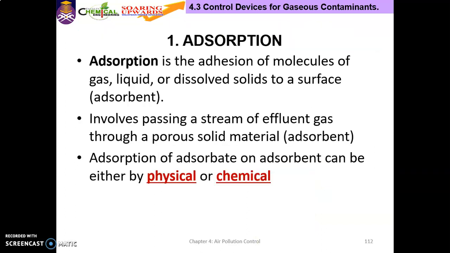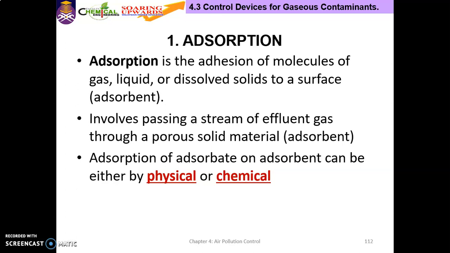So first, look at adsorption. This is not the same as absorption. So adsorption is the addition of molecules of gas, either gas, liquid, or dissolved solid, to a surface. So you need to have a medium for adsorption to occur. The surface is called the adsorbent. This process involves passing a stream of effluent gas through a porous solid material, that is the adsorbent. And adsorption of adsorbate on adsorbent can be either physical or chemical.